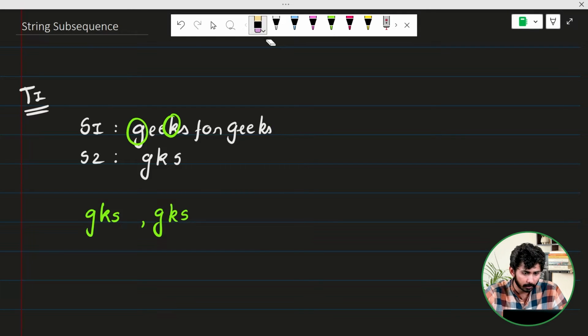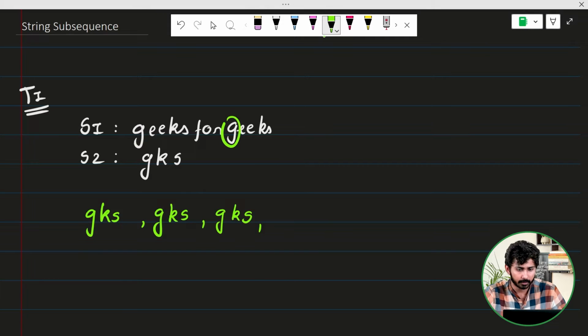Now instead of selecting this k, I will select the last k over here. So I have got one more string, gk, and I'll select this s, so it will be gk and s. Now I started with the selection of the first g, right? So I can go with the second g. I will select this second g, and then k and s. In total you can observe I got four subsequences of s1 that are completely equal to s2, right? So that is what the question is trying to say.